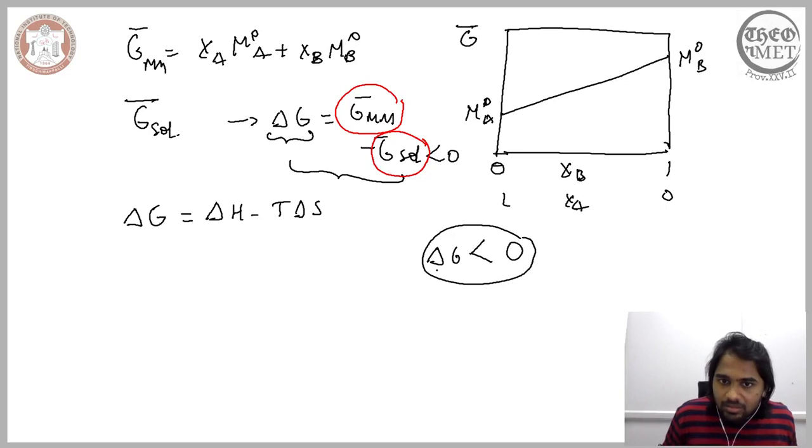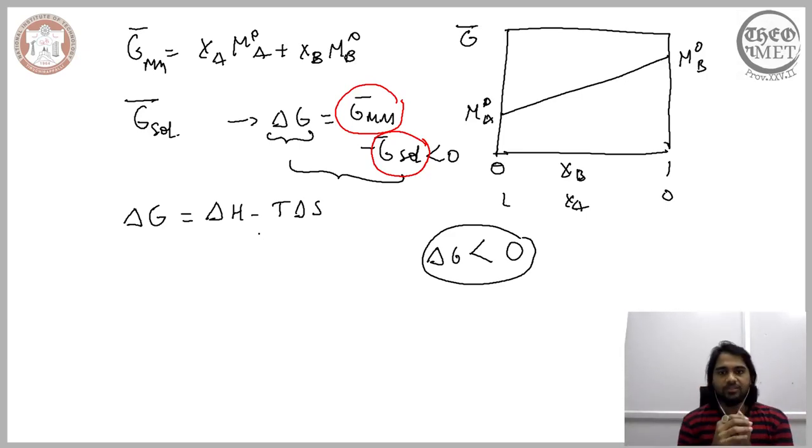So this difference in the Gibbs free energy that enables us to have a transition from the mechanical mixture to solution can be expressed in this manner. So we can use this expression to estimate the difference in the Gibbs free energy that allows for the spontaneous change from the mechanical mixture to solution.